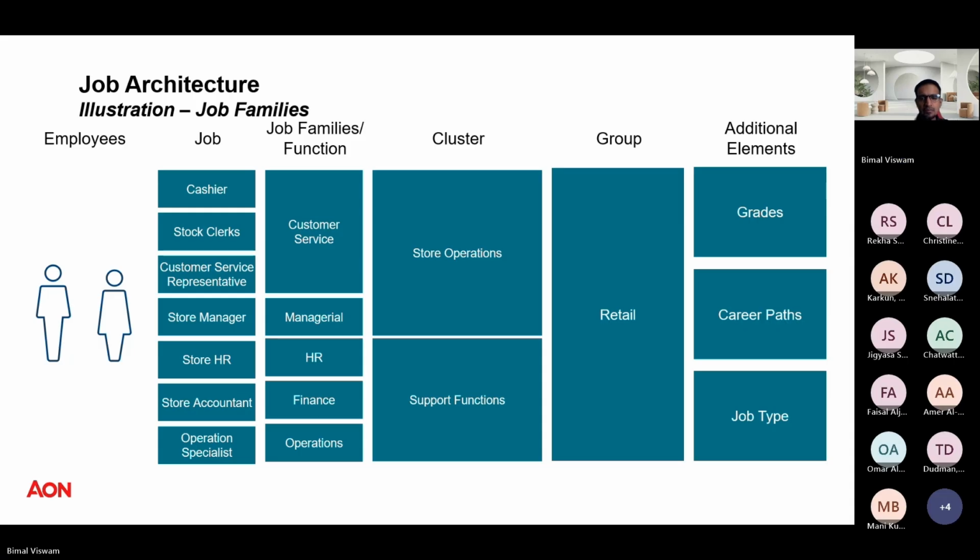Now you can add on aspects to these roles like different grades slash levels. What are the different career paths every role holder or incumbent can take, right? And again, job type we discussed, whether it's a permanent role or a contractual role. All of these can overlay or be part of this, which encompasses the entire job architecture. So this is a real-time illustration of how job architecture works in the context of a retail store.